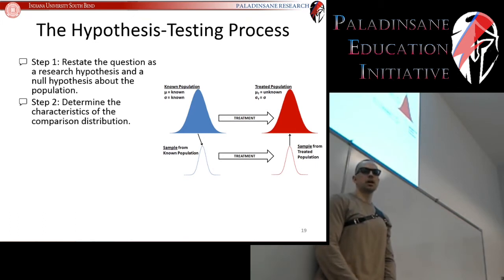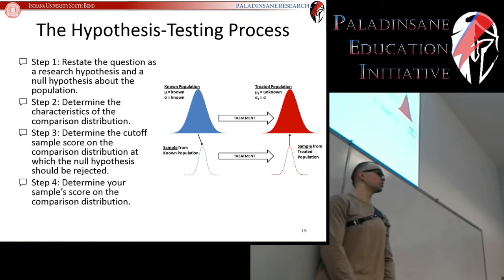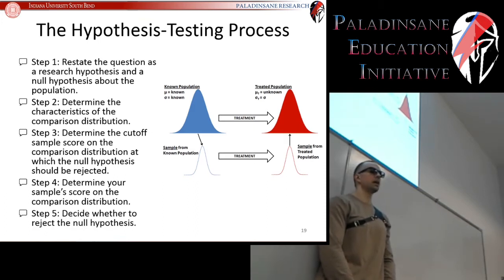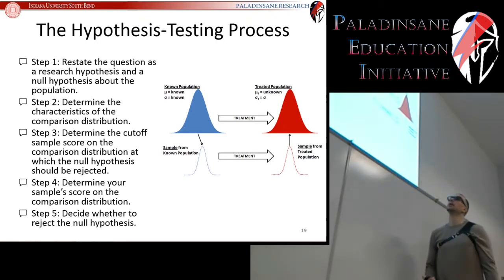Step 3, determine your cutoff sample score on the comparison distribution. These are your lines in the sand. Step 4, determine your sample score on the comparison distribution. This is where your sample mean ends up on your comparison distribution. And then you compare step 4 to step 3, and depending upon where your sample score ends up compared to the lines in the sand, you determine whether to reject or accept the null hypothesis.